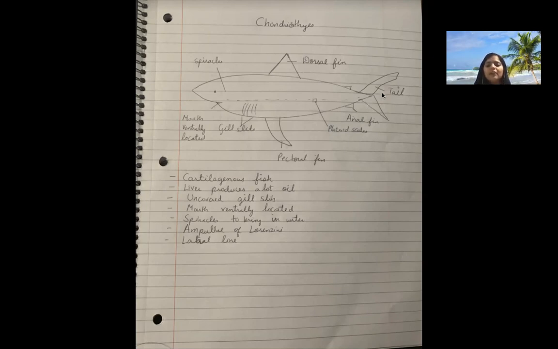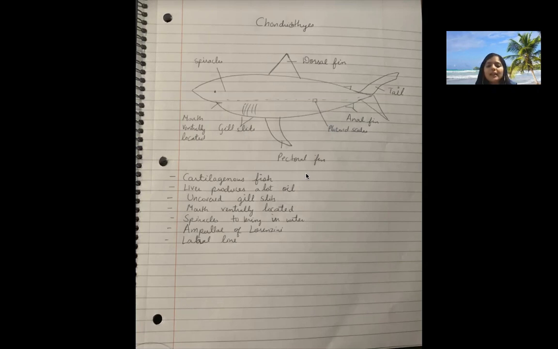Okay, and then some important features which I would like to tell you are that we know the bony fishes have a swim bladder to swim, right? But what about the cartilaginous fishes? These fishes' liver excretes a lot of oil, and since we all know that oil is less dense than water, this oil helps them to stay afloat. So that helps them to swim.